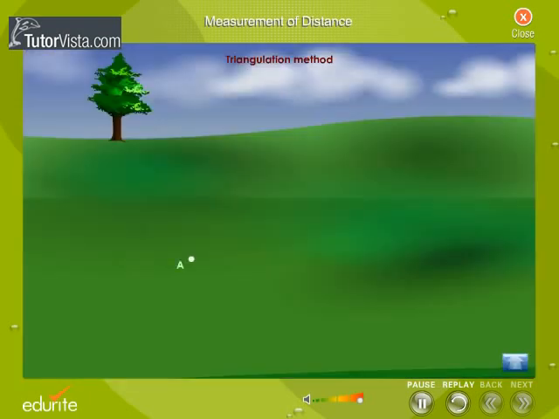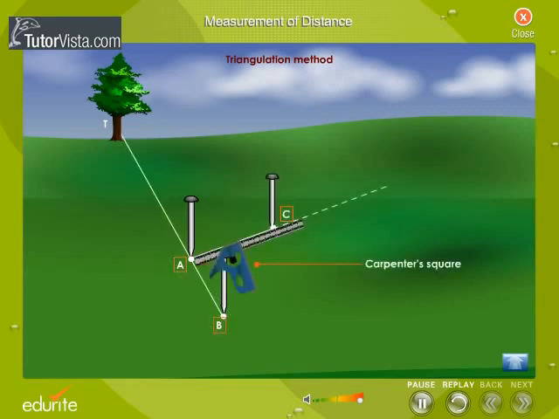If an observer at A wants to find out the distance between him and a far-off tree at T, then he has to use the triangulation method of measuring distances. Fix two stakes at A and B in such a way that the stakes A and B and the tree are in a straight line. Construct a right angle BAC using a large carpenter's square. Measure the distance between A and C with the measuring tape.